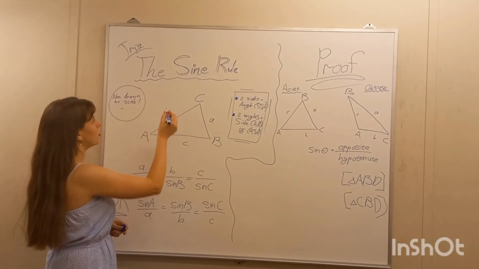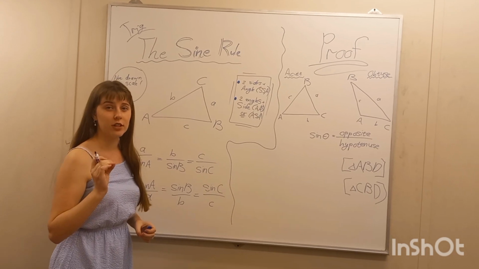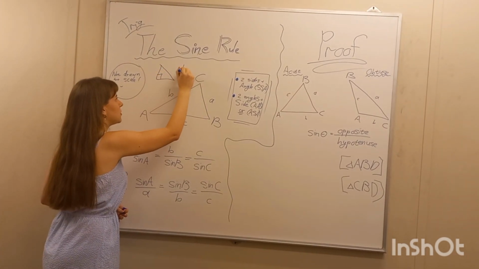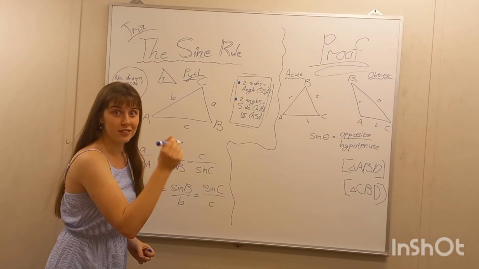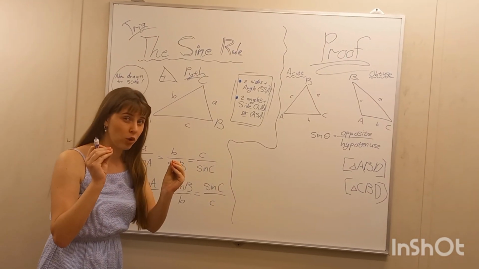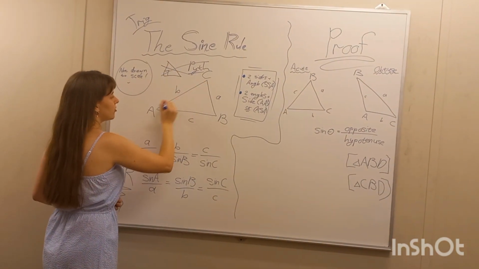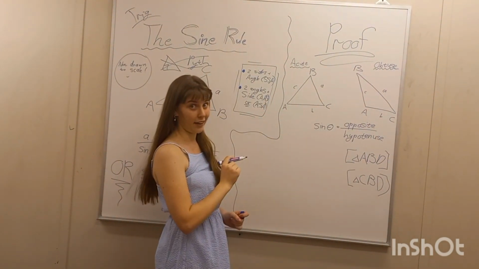Now the sine rule in trigonometry is used on triangles that do not have a 90-degree angle. Remember, with a 90-degree angle, we will use Pythagoras. Remember, reasons, reasons, reasons. Very important. Okay, but today, not this. We'll look at triangles like this one, the acute or the obtuse triangles.